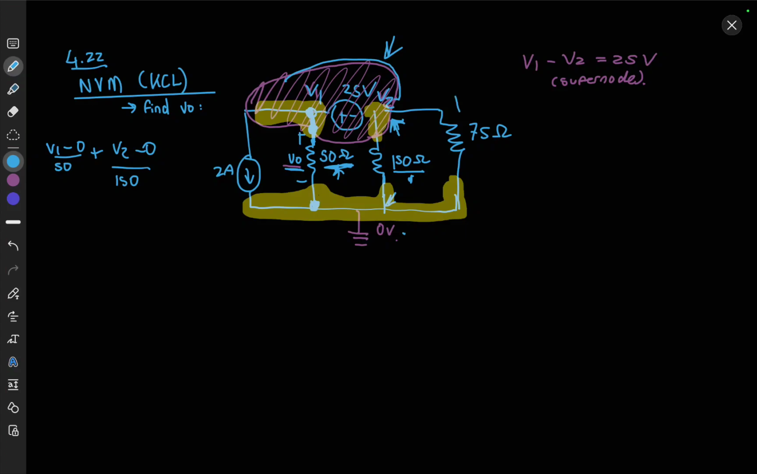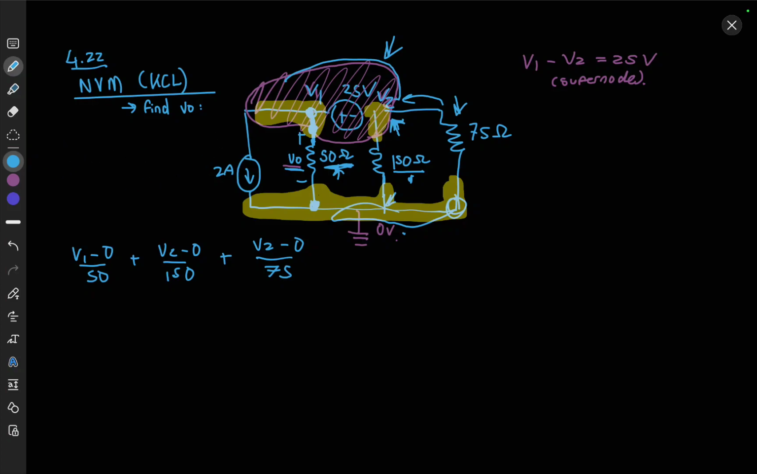Okay, now we have one last one left. It's the 75 one, so it's connected to the V2. So it's plus V2 minus whatever is here, which is still 0, minus 0 over 75. Okay, let me just write it a bit neater down here. V1 minus 0 over 50 plus V2 minus 0 over 150 plus V2 minus 0 over 75.